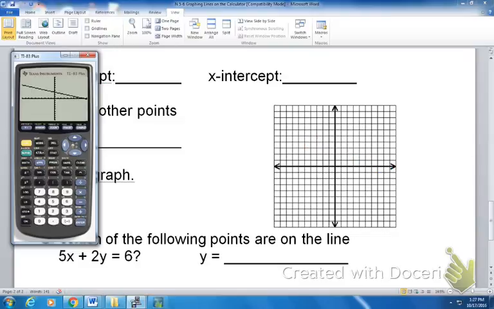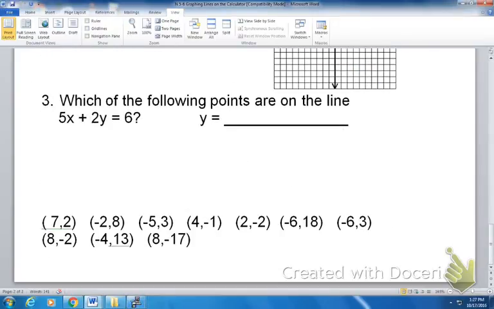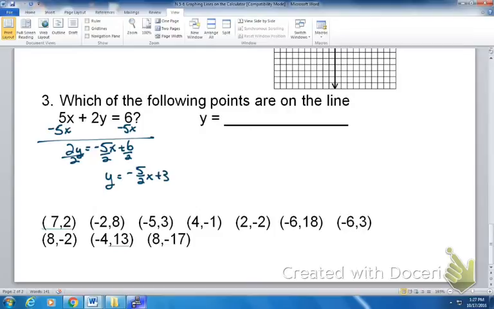All right, guys, so we've done all that stuff. Let's go down to the next one. I'll show you how to work this one. So the first thing we obviously have to do, it's in standard form, we need to solve it for y. So I'm going to subtract 5x from both sides. Now I have 2y equals negative 5x plus 6. Then I divide everything by 2, what's in front of y. And I got y equals negative 5 halves x plus 3. And that's what it's asking me for right here. Negative 5 over 2x plus 3.